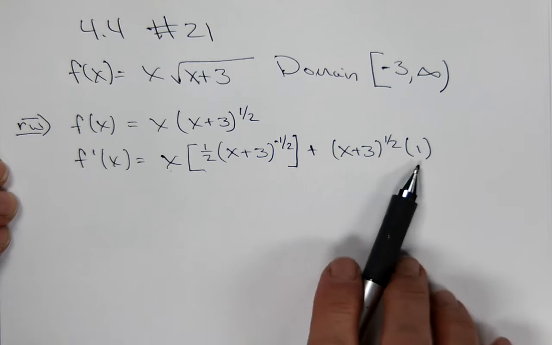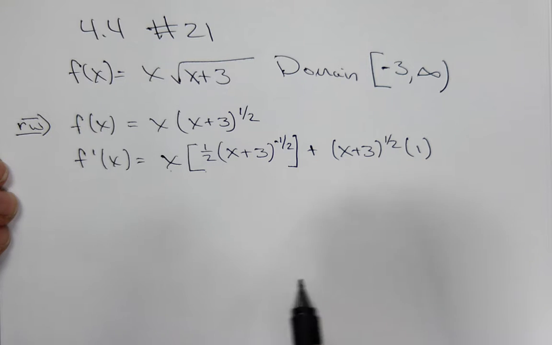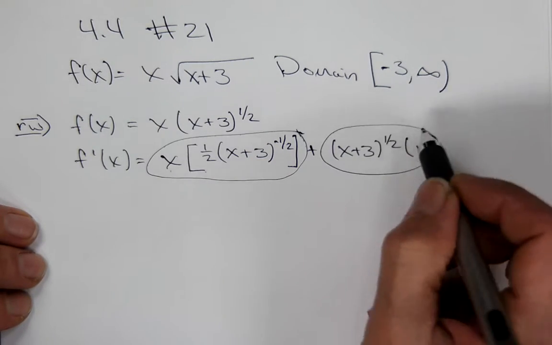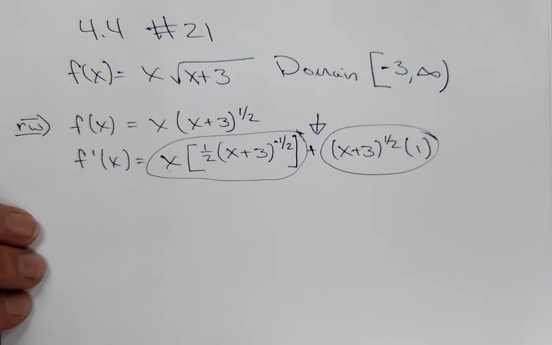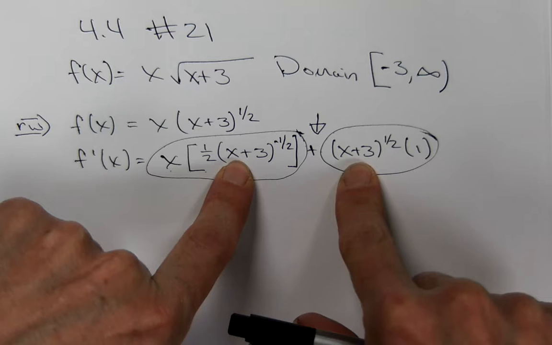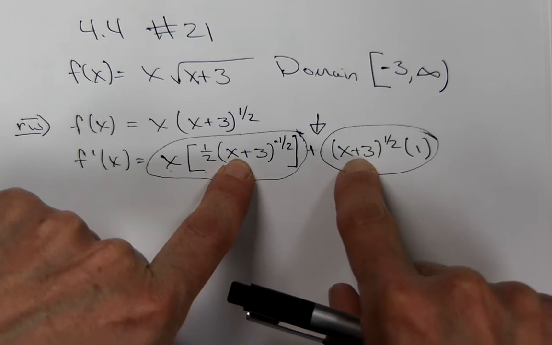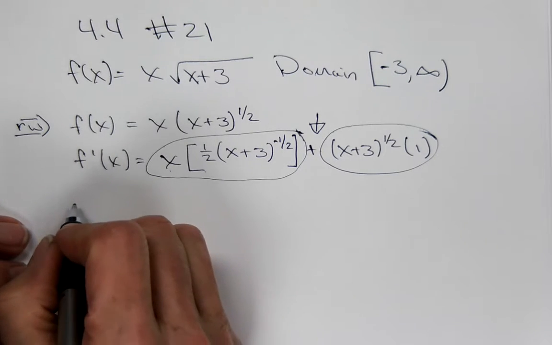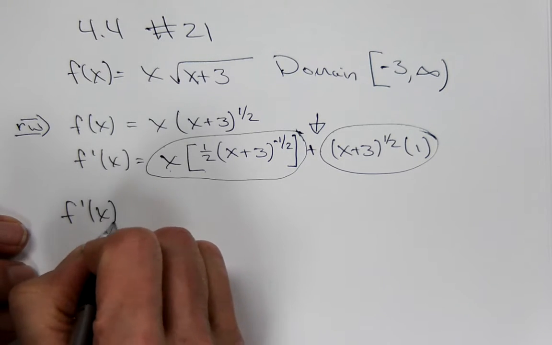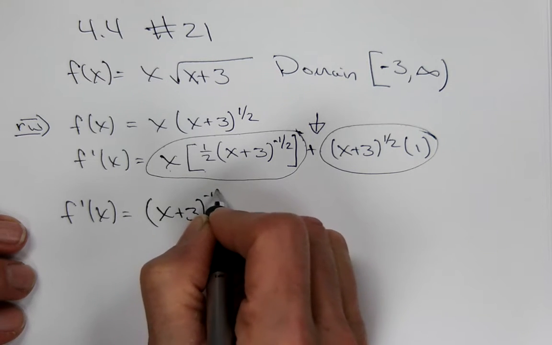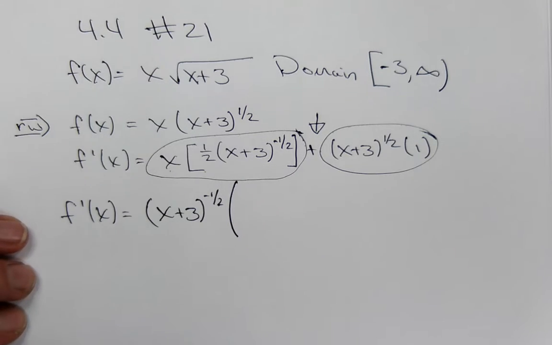And I'm not seeing anything that will cancel. So I'm going to notice that I have two terms. This is a term, and this is a term, and it's separated by this plus sign. So I want to take out the greatest common factor, and each of those terms has an x plus 3. And the lowest power of those x plus 3's is to the -1/2 power. So that's what I'm factoring out. So we have f prime of x is equal to, out of the first term, I'm taking (x plus 3) to the -1/2, and I will be out of the second term as well.